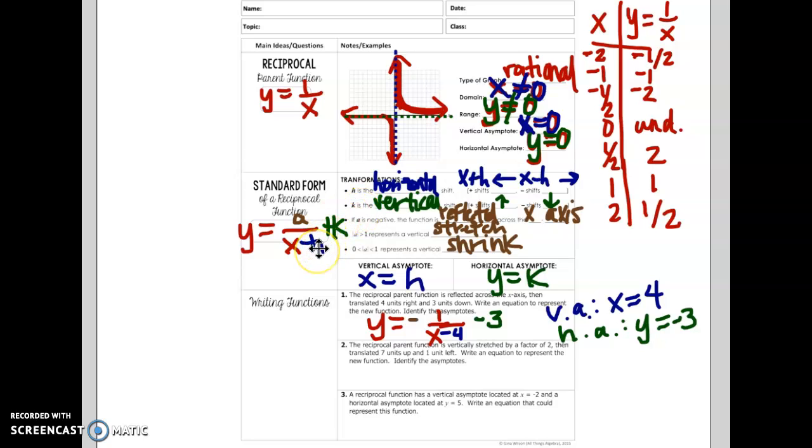So h is that horizontal shift. Remember, if it's x minus h, we go right. If it's x plus h, we go left. The k is the vertical shift, like always. So if we add k, we go up. If we subtract k, we go down, okay? With the a value, the stretch factor, if it's negative, then we take those original points and we reflect them over the x-axis, okay? If a is greater than 1, again, it's a vertical stretch. If a is between 0 and 1, it's a shrink, okay?